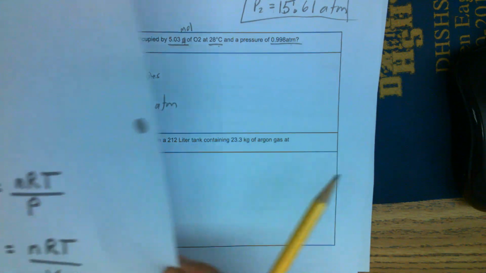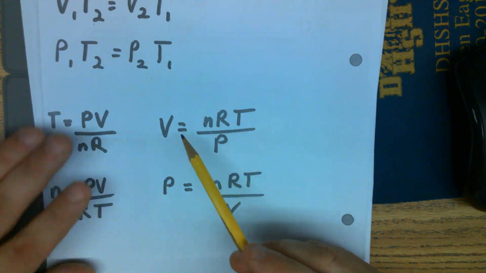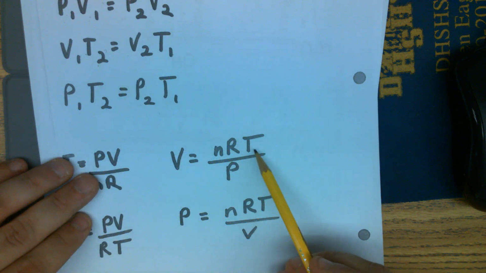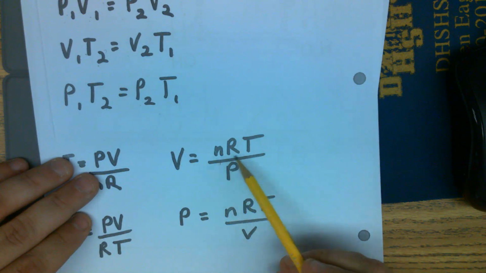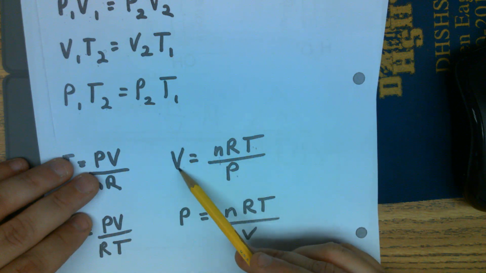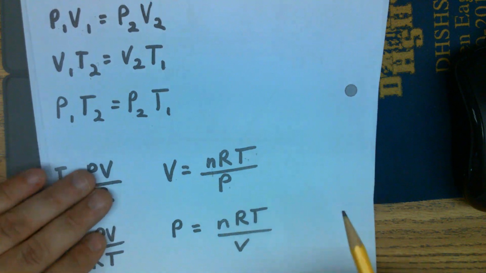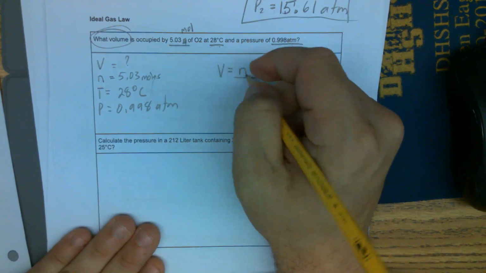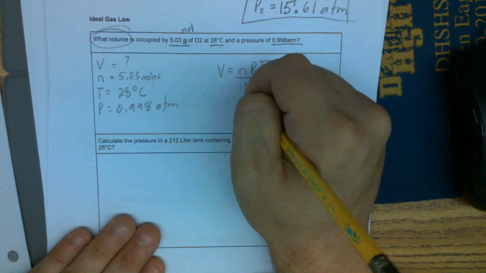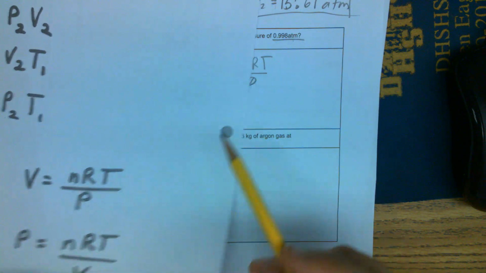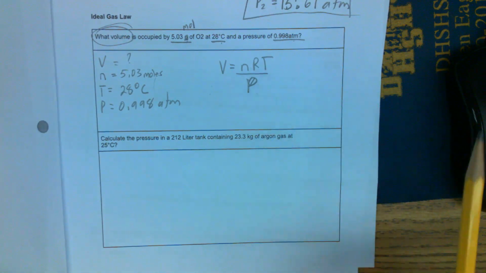The one we're looking for is V, and we're going to solve for V not with either of these equations because we have the moles. If you see moles with temperature and pressure, or moles with temperature and volume, you know to use this one here. So we're going to use the one that solves for volume: V equals nRT divided by P.